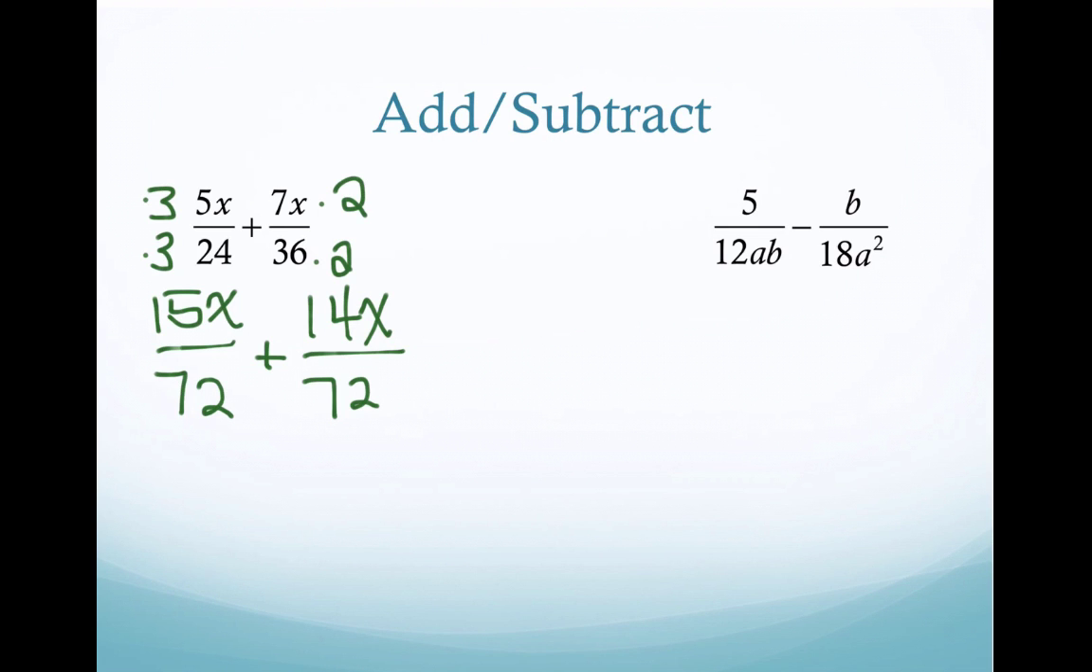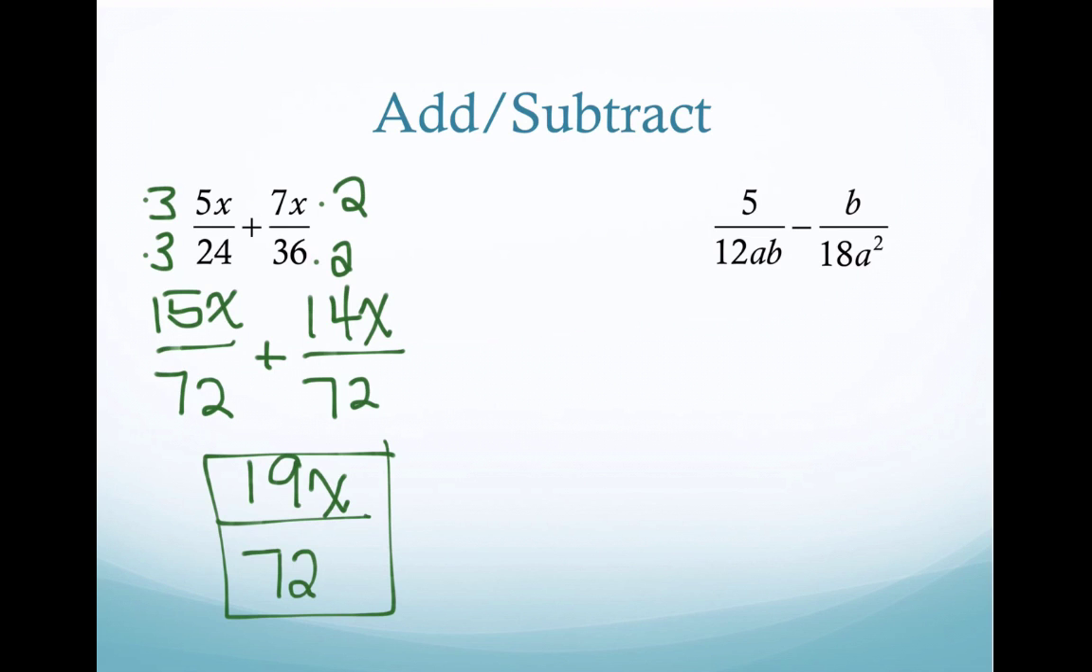Now that my denominators match, I can add the numerators. 15x plus 14x, we have like terms here, so that's 29x over 72. That doesn't simplify anymore, so there's my final answer.